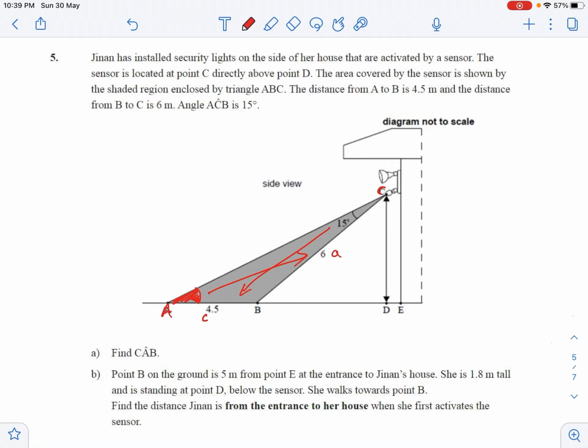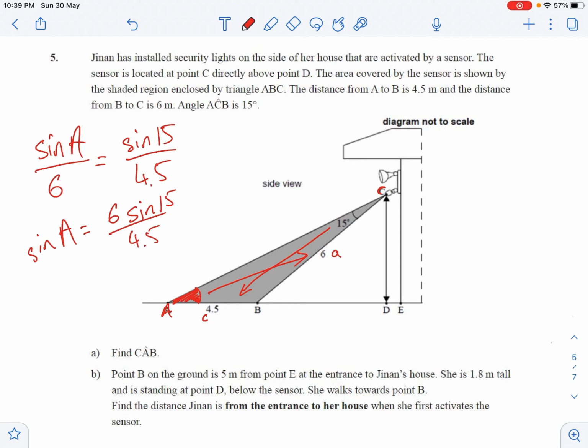So we can say that sine A, we're looking for the angle, so we'll put the angle on top. Sine A over 6 equals sine 15 over 4.5. You could type that straight in your calculator, and it would probably get you the answer if you use the equation solver. Or let's rearrange it, and we get sine A equals 6 times sine 15 over 4.5, and then A will equal the inverse sine of that, if you work that out as an answer, or type the whole thing in. So a couple of ways to get you to the final answer. I think the actual angle was 20.2. I have to check that one. Yeah, I think it's 20.2.